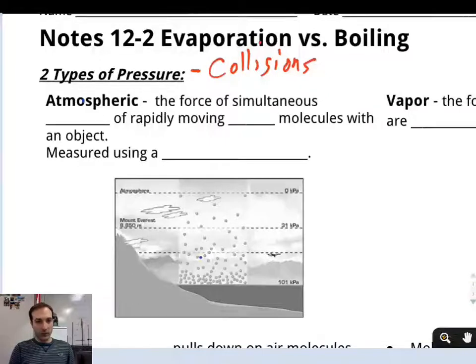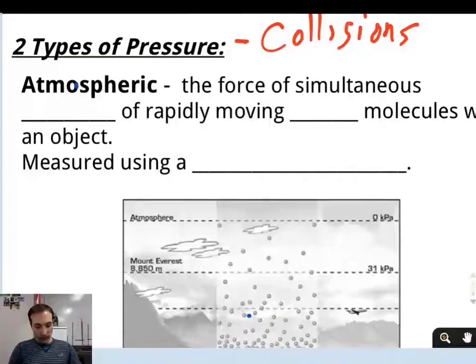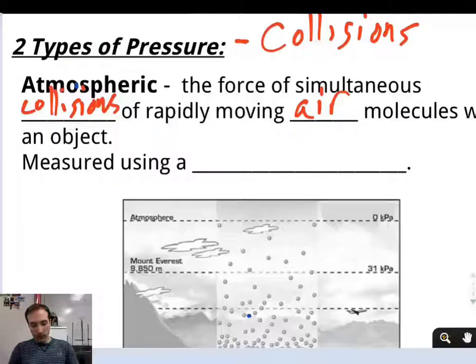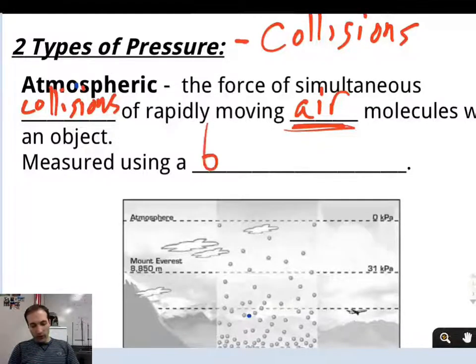First is atmospheric pressure. Atmospheric pressure is the force of simultaneous collisions, because again, pressure is created by collisions, of rapidly moving air molecules. So that's the important thing. When we're talking about the atmosphere, we're talking about the air around us. So atmospheric pressure that's acting on me right now is created as the air molecules around me collide with my body. And we typically measure atmospheric pressure using a tool that we call a barometer.